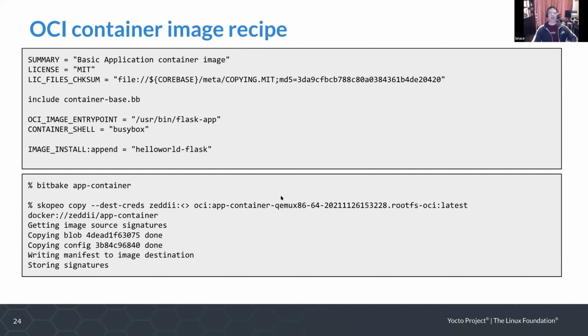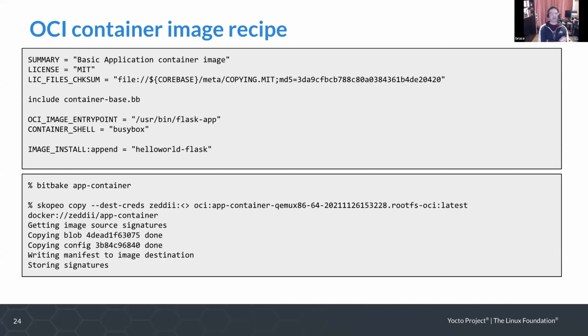Here is the OCI container image recipe that I used. Again, this is all of it. It includes container base. It sets the OCI image entry point to user bin Flask app. It sets the container shell to BusyBox, which you don't need, but I was using it to debug the layout of the container as I built it. Having BusyBox in there as the container shell means you could actually drop into the container and have a look around to find out why your Flask application didn't get packaged, which I did a few times. And so then we just install Hello World Flask, not the deployment, just the application.